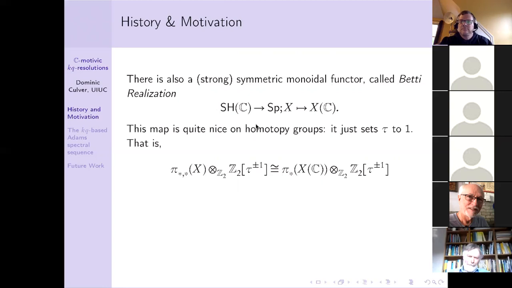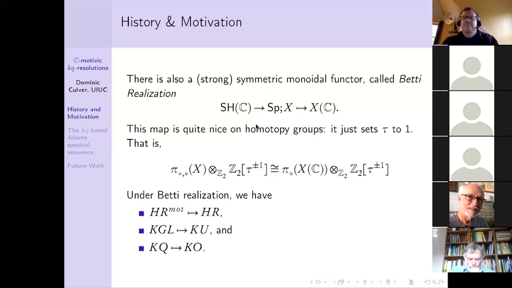And so what you can do is you can take complex points to take a motivic spectrum and just spit out a regular spectrum. And there's a very nice way of relating the homotopy groups on the motivic side with the homotopy groups on the classical side. And basically, you just set tau equal to 1. So what that means is that if you set tau equal to 1, you're just killing the tau torsion, and you're keeping track of all of the tau torsion-free stuff. And so you can also say, more concisely using this isomorphism here.